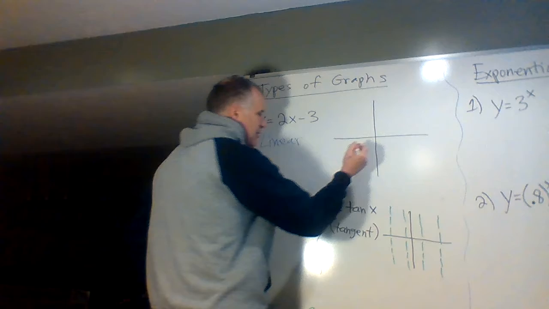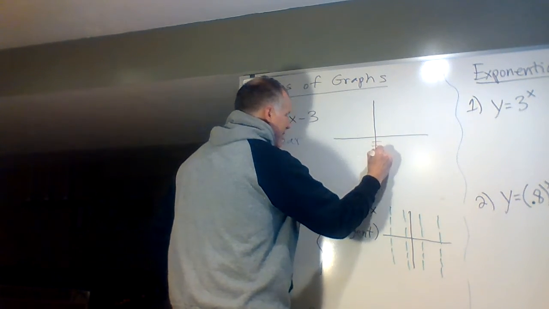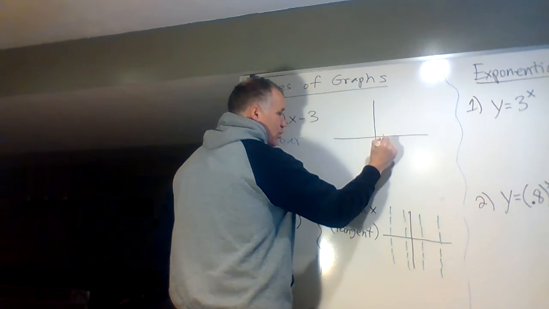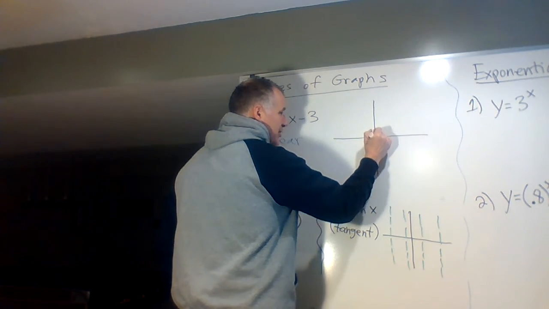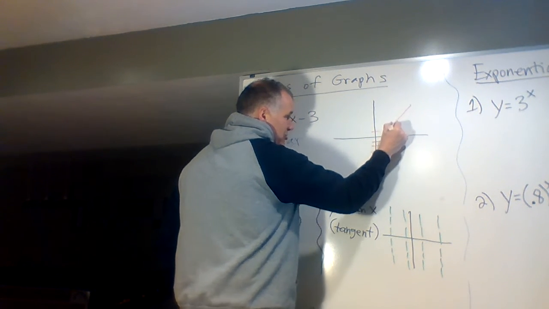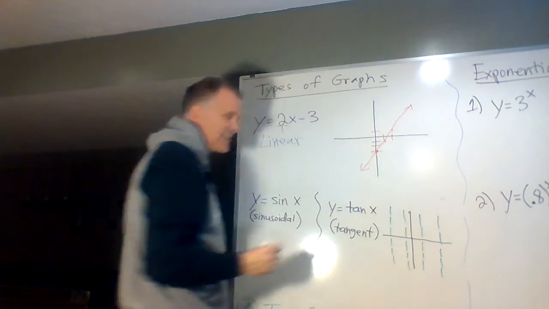So remember, we would start down at -3. Then our slope, remember, 2 over 1. So up 2 over 1. I like to do it again, up 2 over 1. Okay, then this is going to be a straight line. So again, that's called a linear equation.